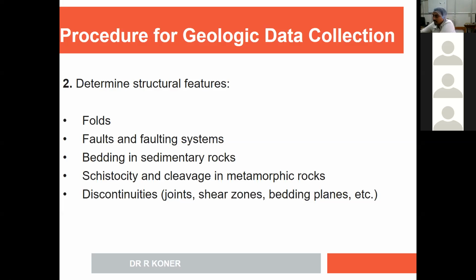There are other structures like faults and the faulting system. Different faults are observed in different positions. You have to look at whether the fault is only a singular one or multiple faults are observed. Then the bedding that you have observed, you have to note. Then the schistose structure or cleavage structure observed in that particular rock, note it. Lastly, you have to map the discontinuities, joints, shear zones, and the bedding.